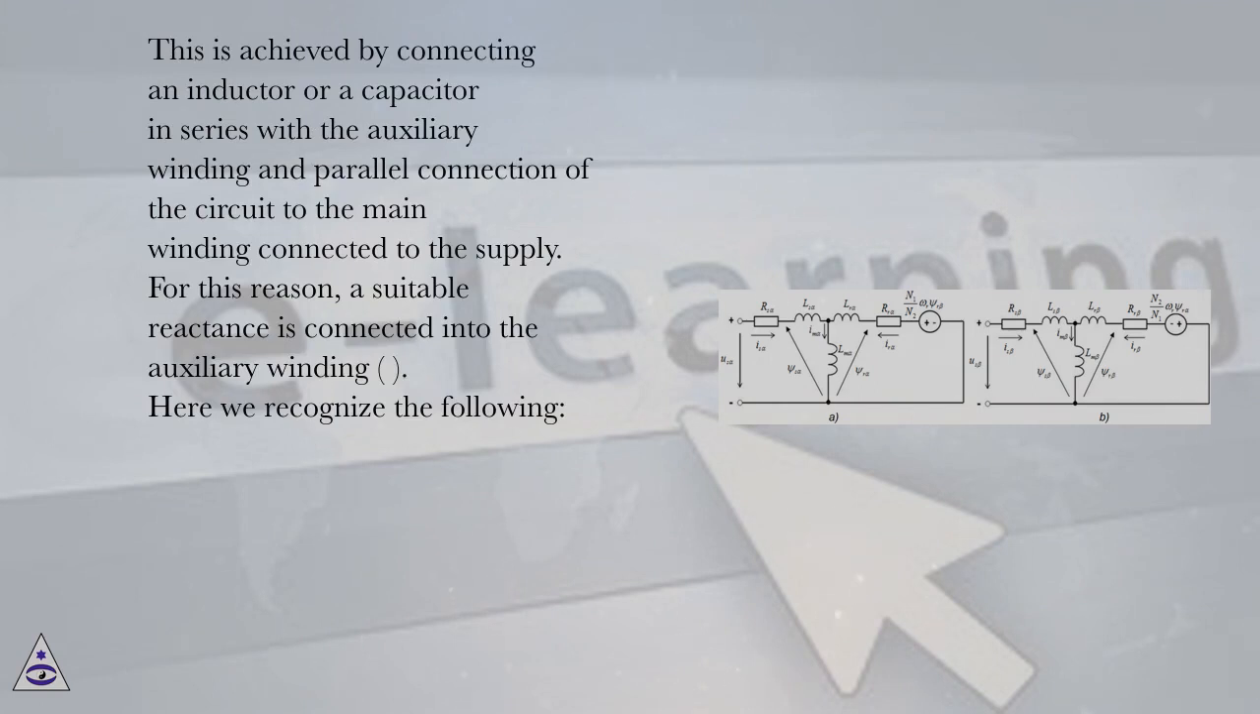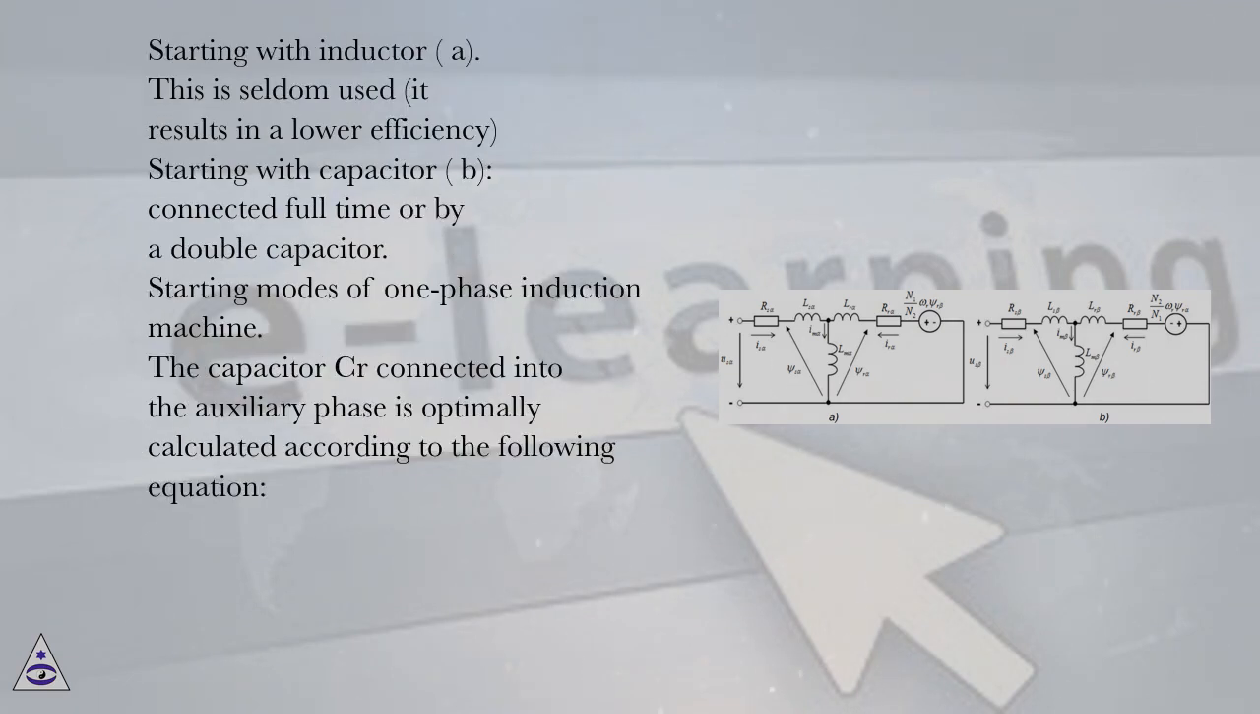This is achieved by connecting an inductor or a capacitor in series with the auxiliary winding and parallel connection of the circuit to the main winding connected to the supply. For this reason, a suitable reactance is connected into the auxiliary winding. Here we recognize the following. Starting with inductor, A, this is seldom used, it results in a lower efficiency. Starting with capacitor, B, connected full-time or by a double capacitor.